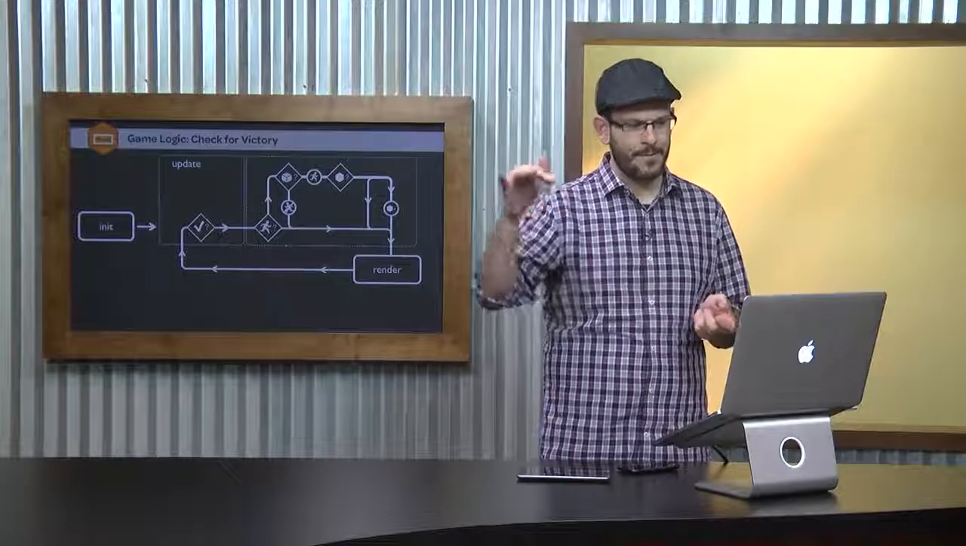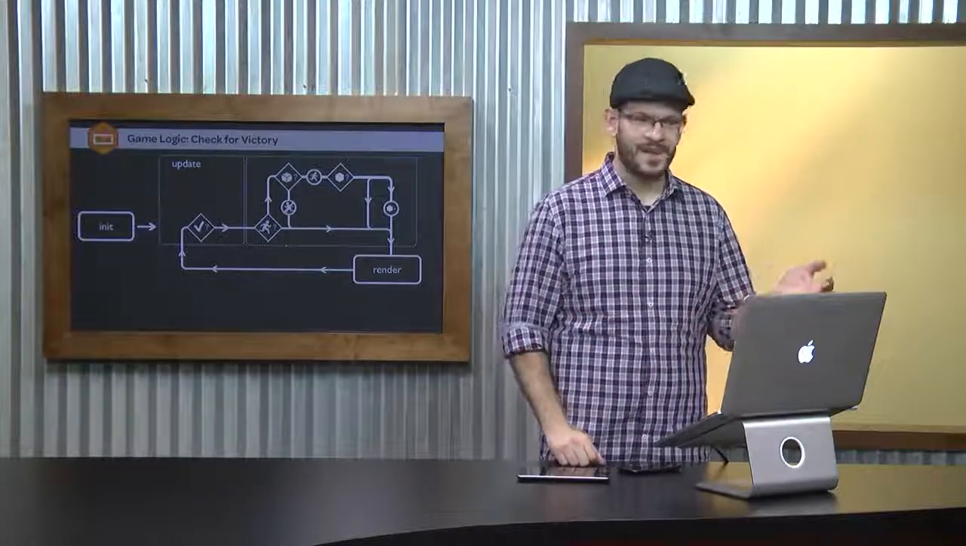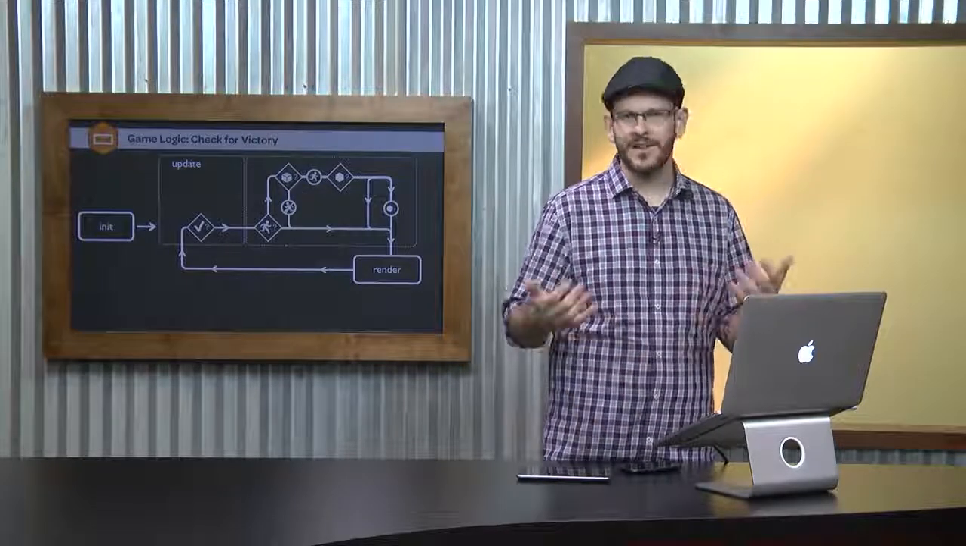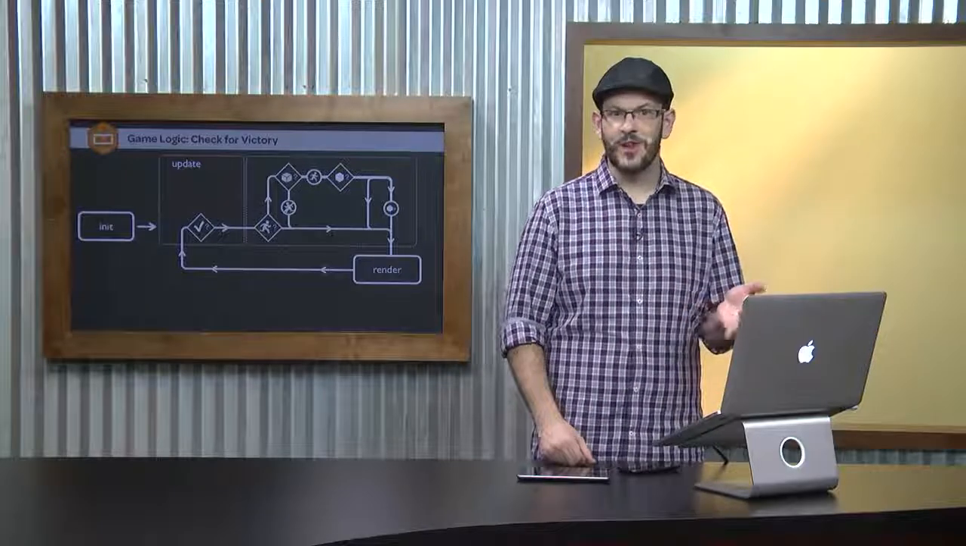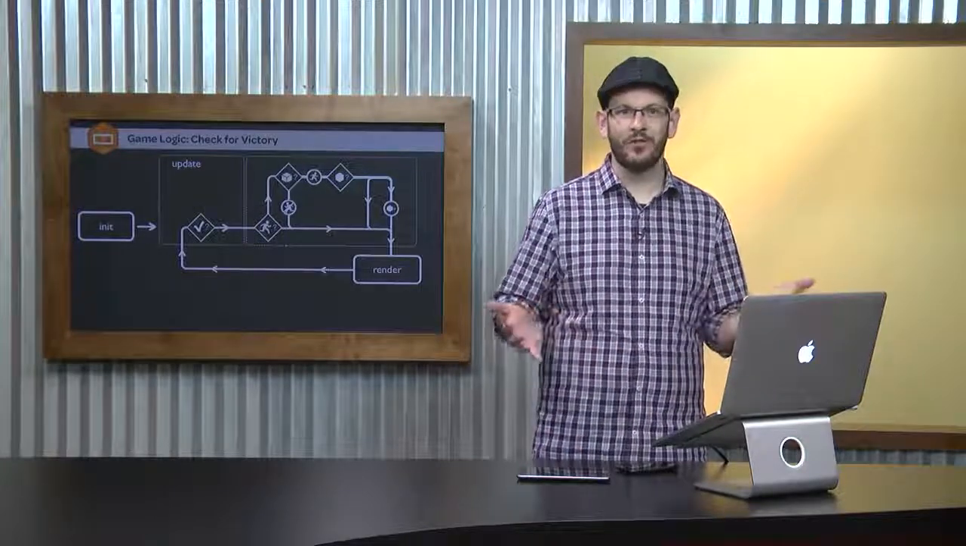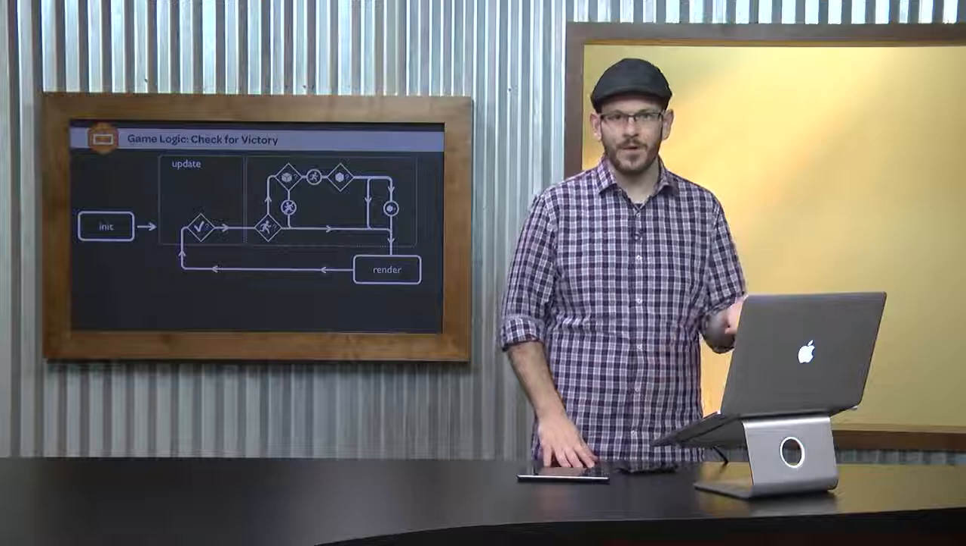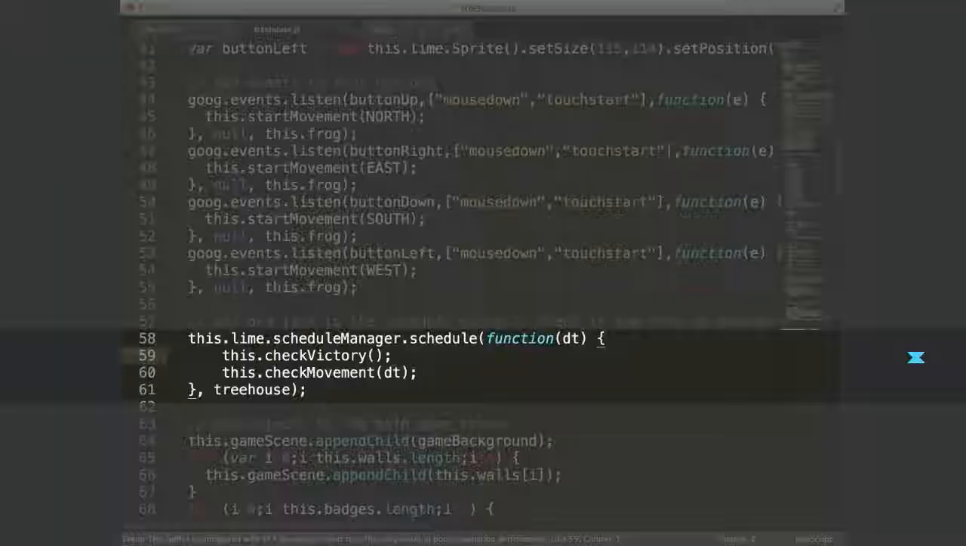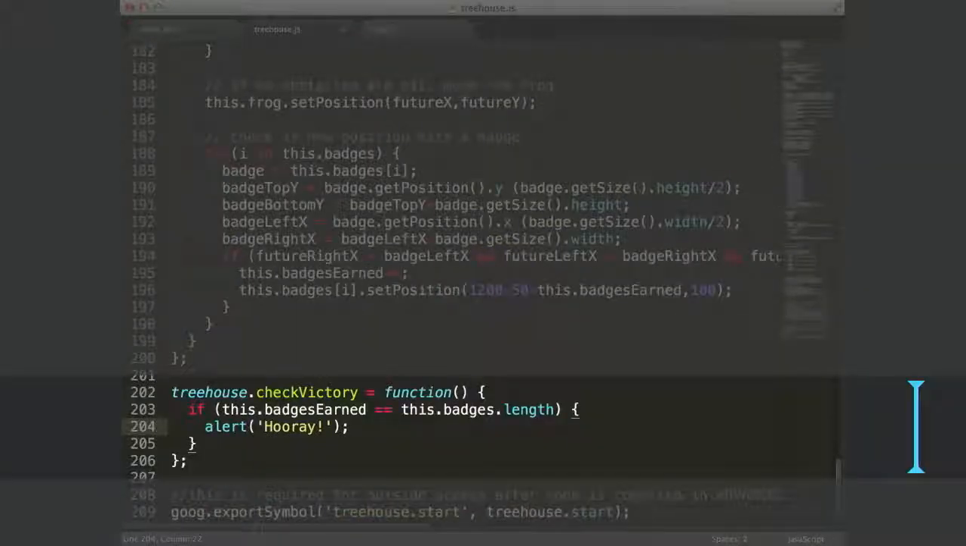So it's technically going to happen right after the render, but with Lime.js, you can't really put anything after the render before the update. So we'll put it at the very beginning of the update. So when the game starts, the very first thing it will do is check to see if we've won. Well, of course, we haven't won yet, but there's no harm in checking that first. So I'll have my check victory method here at the beginning. In that check victory method, all I really want to do is check to see if the badges earned is equal to the total number of badges. If so, I'm just going to use a simple JavaScript alert to say, hooray.